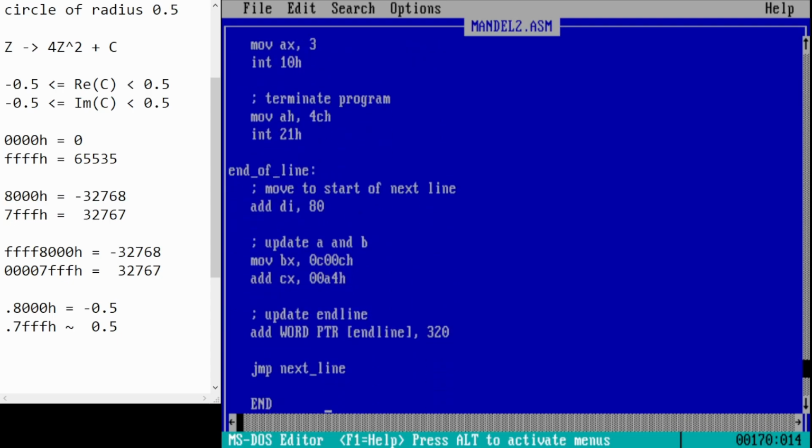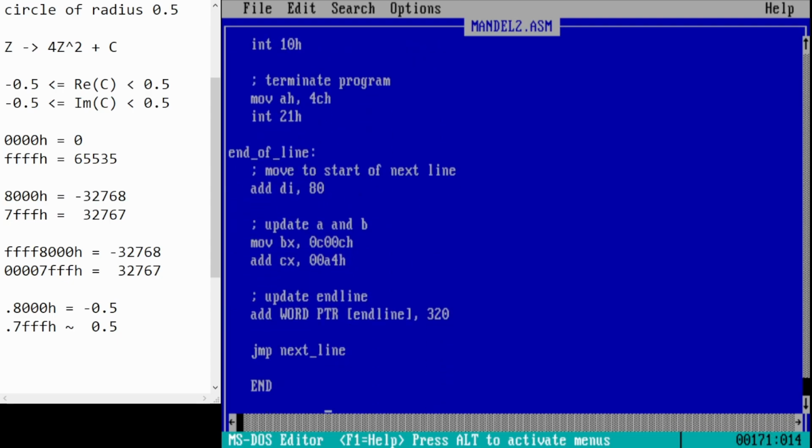So I know that's very long, but that's the end of our Mandelbrot set program. So let's save this and actually assemble it and run it.